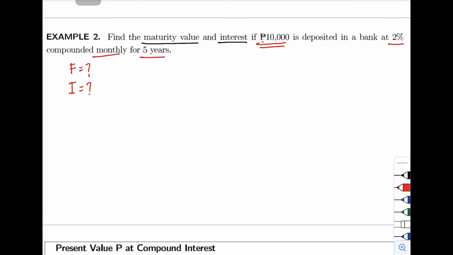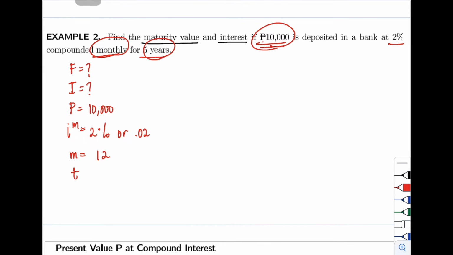Okay? So, identify natin yung mga given. First, meron tayong 10,000 na dineposit sa bank. Yan yung ating principal. Okay? Then, meron tayong interest rate, which is 2%. Yan yung nominal rate natin. 2% or this is 0.02. Tama? Next, meron tayong compounded monthly. Ibig sabihin, ang frequency of conversion natin ay 12 ulit since monthly tayo. Then, meron tayong term na 5 years.